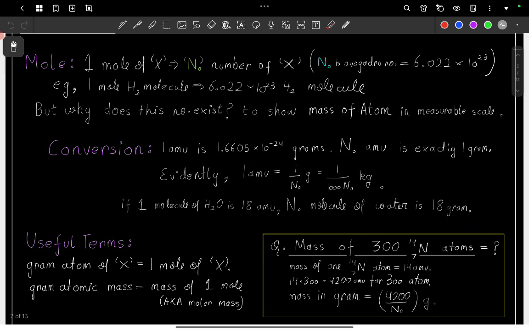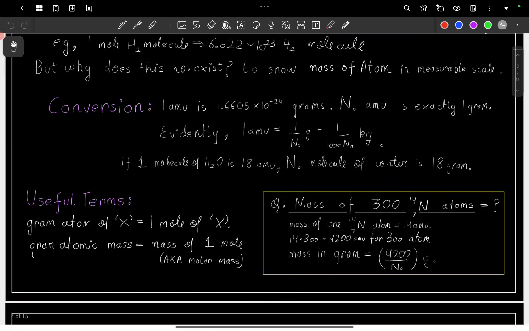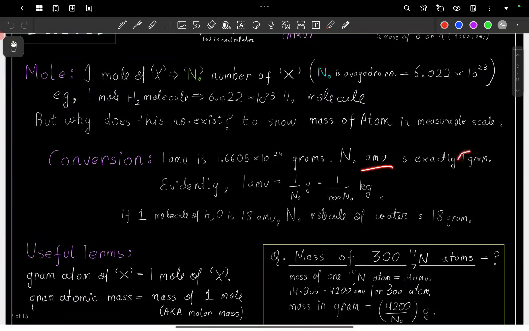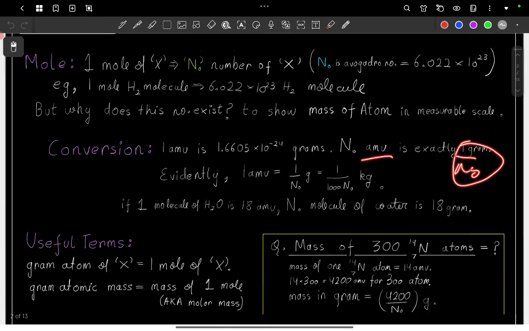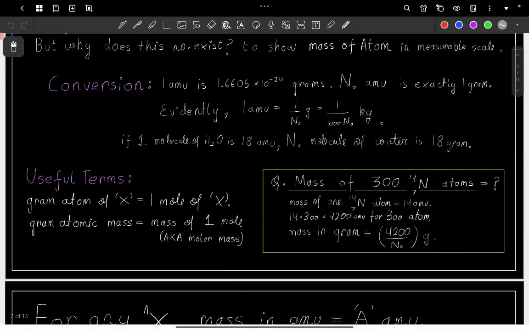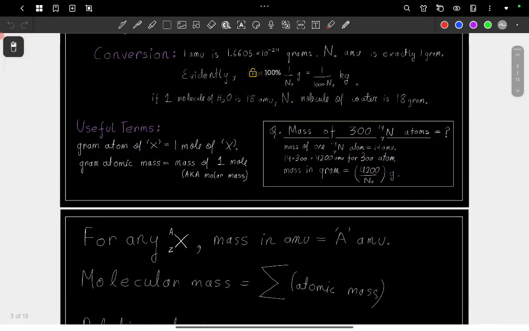I believe that is easy to understand. And what follows from this, evidently, is that one atomic mass unit is the reciprocal of Avogadro's number in grams, which means that if 1 gram is N naught AMU, then 1 AMU is 1 upon N naught grams. I think that's easy to understand, and this is just a conversion between gram and kilogram. So, as an example, if one molecule of water is 18 atomic mass units, then N naught molecules of water is 18 grams. I think that's easy to understand.